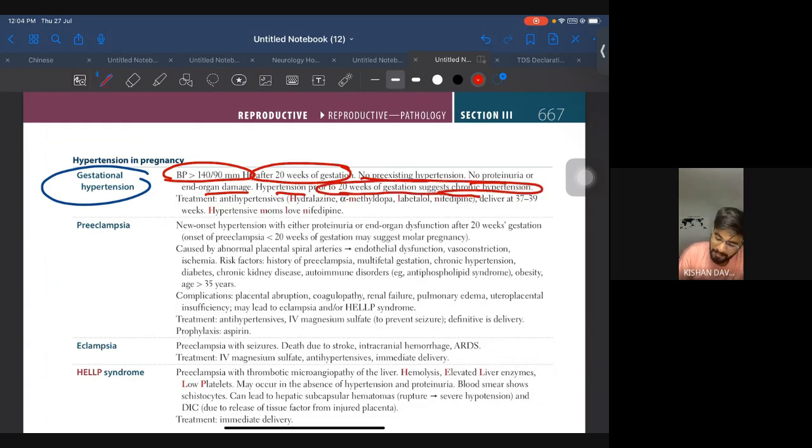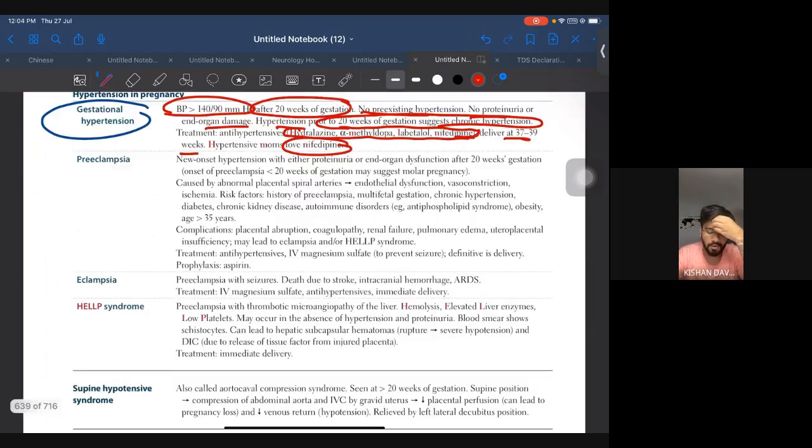So in the treatment, you will give these same drugs. We did this in the hypertensive drugs: hydralazine, alpha methyldopa, labetalol, nifedipine. Okay, from 37 to 39 weeks, most commonly nifedipine is given. So gestational hypertension, after 20 weeks of gestation.